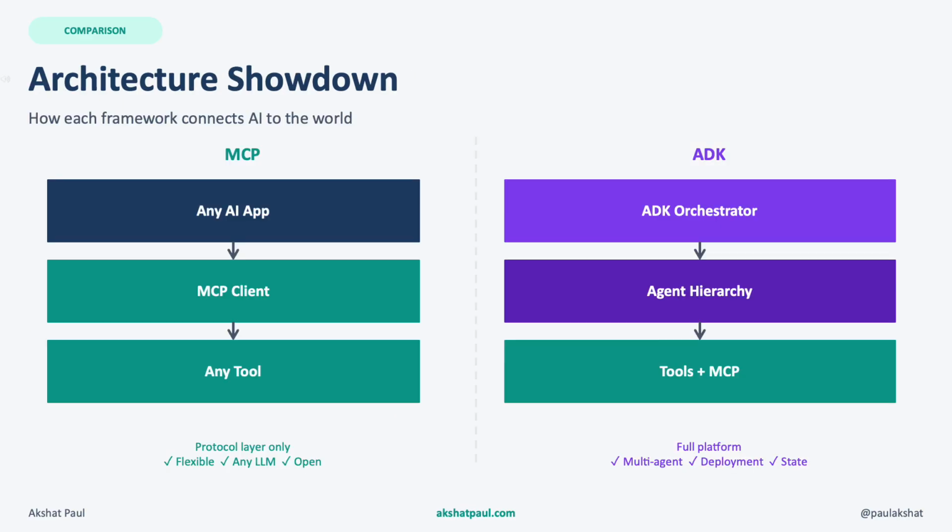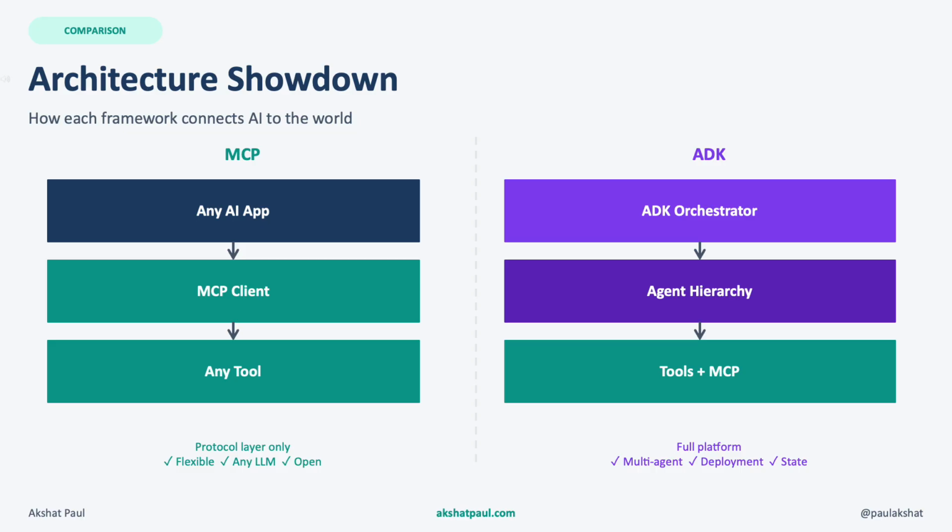Let's dig deeper. Let's look at the architectural difference visually. On the left, MCP. The architecture is deliberately minimal. You have any AI application connecting through an MCP client to any tool or service. That's it. 3 layers. MCP doesn't care about your agent logic, your orchestration, or how you deploy things. It's purely the protocol layer between AI and tools. This is actually a strength because MCP is so minimal, it's incredibly flexible. Claude can use it, GPT can use it, any open source model can use it. It's the lingua franca.